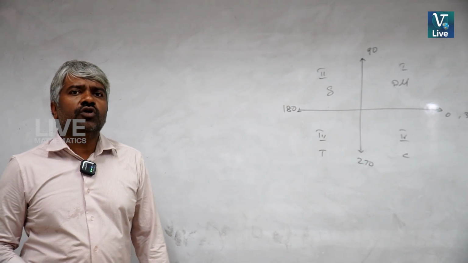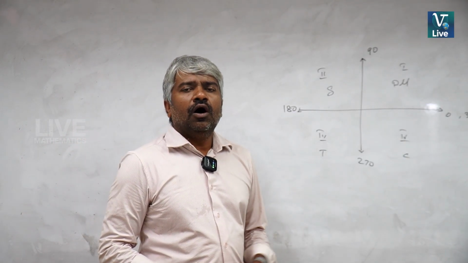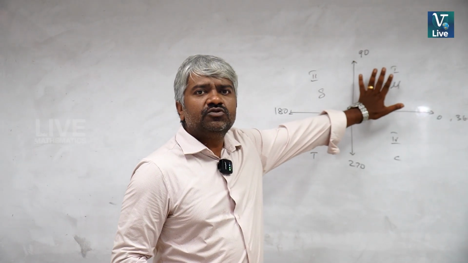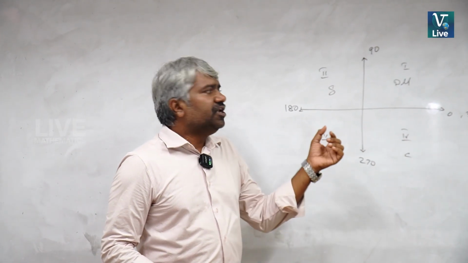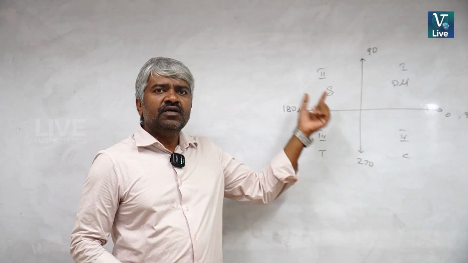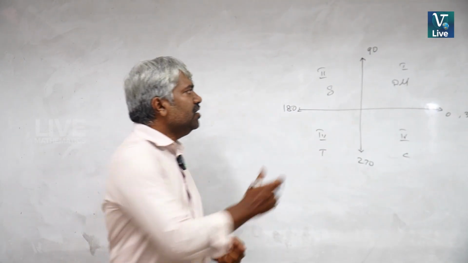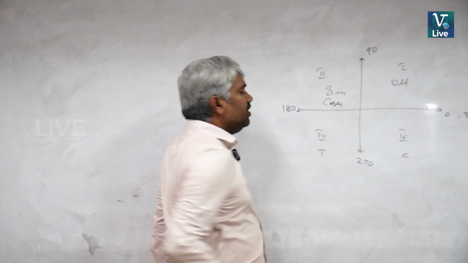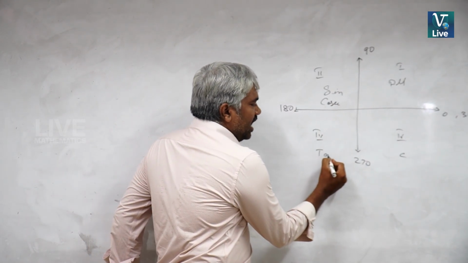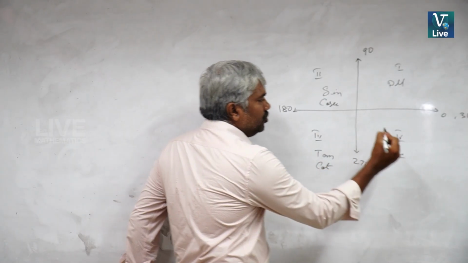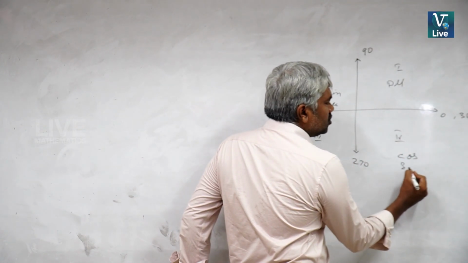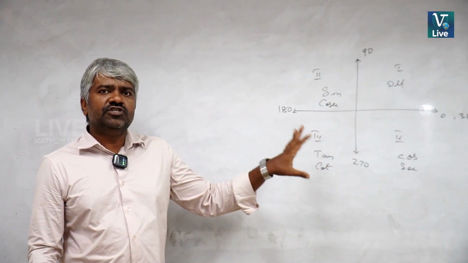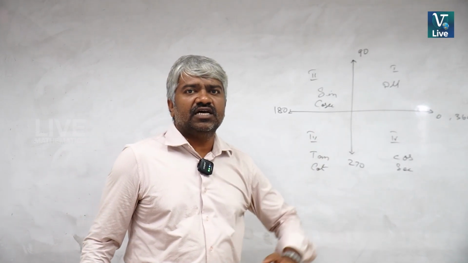What is this All, Silver, Tea and Cups? All means all the trigonometric functions in the first quadrant are positive. In the second quadrant, sine theta and cosecant theta are positive. In the third quadrant, tan and cot are positive. In the fourth quadrant, cos and secant are positive. I hope you are all clear with this, which you learned in your previous class, class 11.